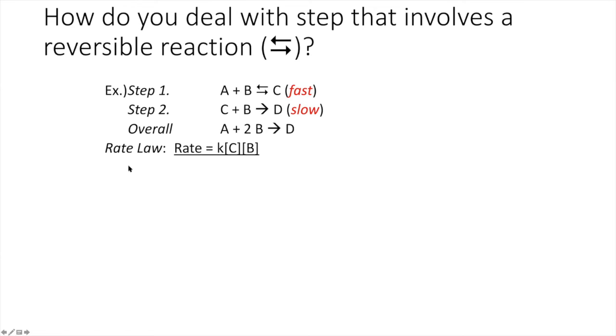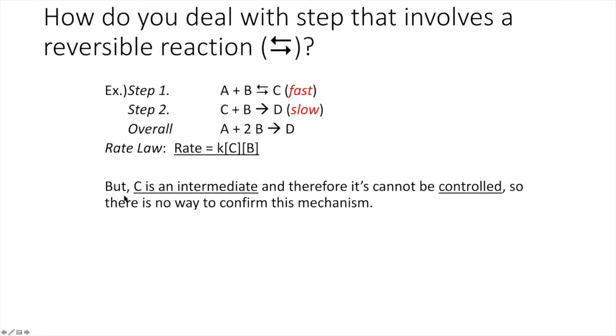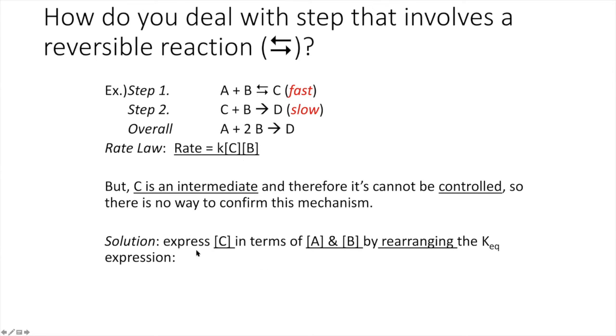Again, the rate law would be based on the slow step. Rate equals the rate constant times the concentration of C times the concentration of B. But C is an intermediate, and therefore it cannot be controlled. So there's no way to confirm this mechanism. But there's a solution that we'll talk about now. The solution is that we're just going to express the concentration of C in terms of the concentrations of A and B. How? By rearranging the equilibrium constant expression that we can get from step 1.